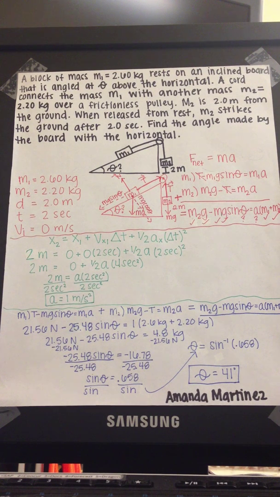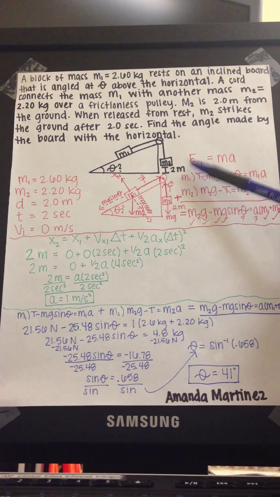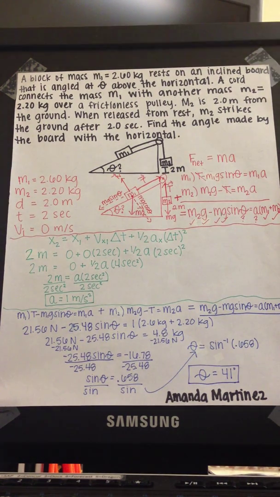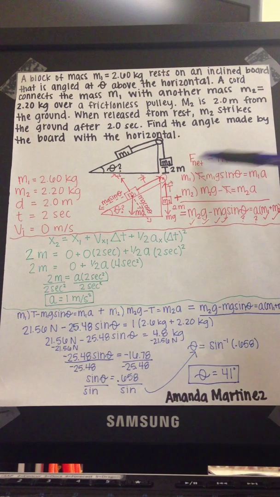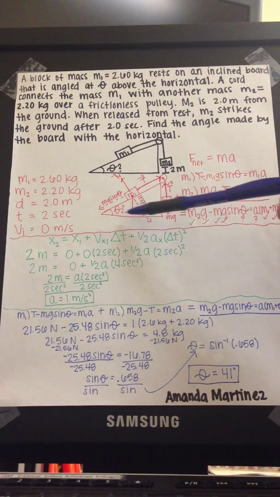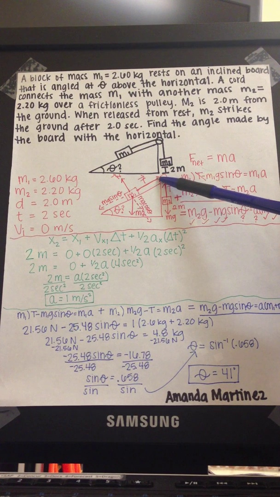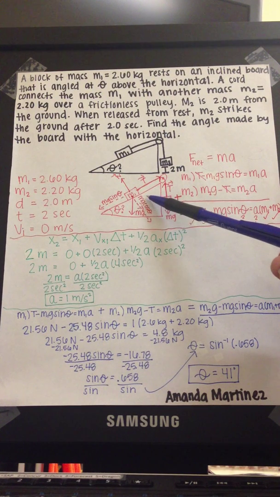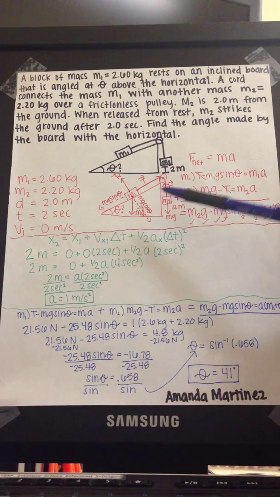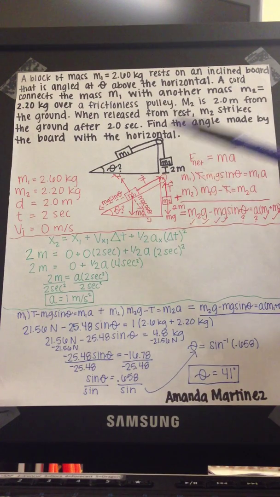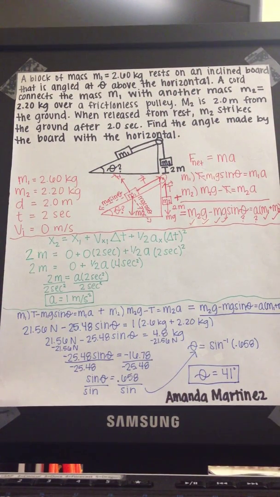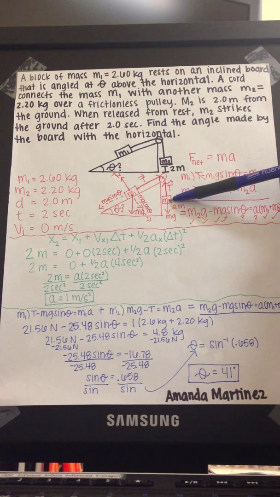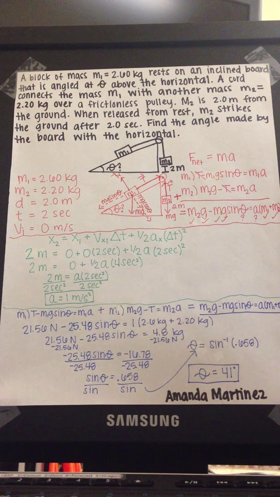So then I drew my free body diagram so I could show all the forces acting on each block. On M1 you have mg going down, tension going up, normal force going up that way, and no forces this way. And then for M2 you have tension going up, and then you have mg going down.